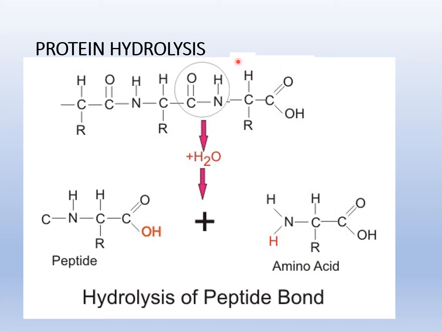Here is one amino acid. Let me show you. This is one amino acid, right? You have the alpha carbon atom, we have the carboxyl group, we have the hydrogen here, the side chain, and of course the amino group.